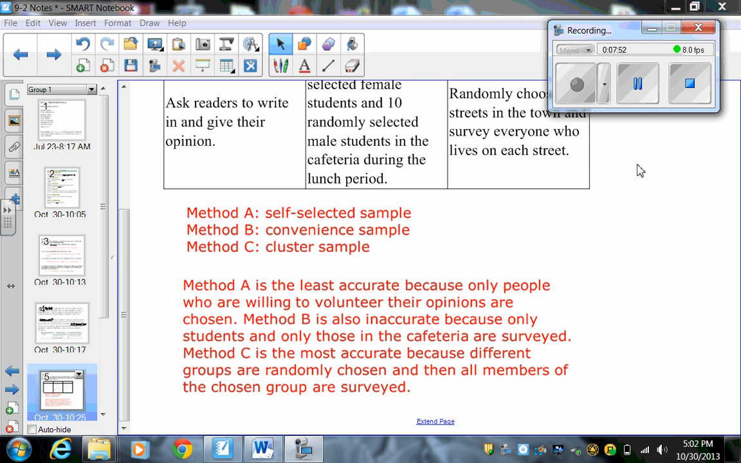When we start talking about what was the least accurate versus the most accurate, method A is going to be your least accurate because only people who are willing to volunteer their opinions are the ones that are going to be chosen. Method B is also inaccurate because only students and only those in the cafeteria are the ones that are going to be surveyed. And method C is the most accurate because different groups are randomly chosen and then all the members within that group are chosen.